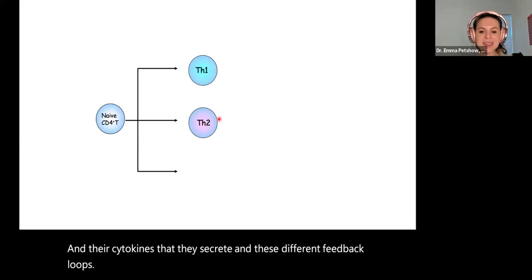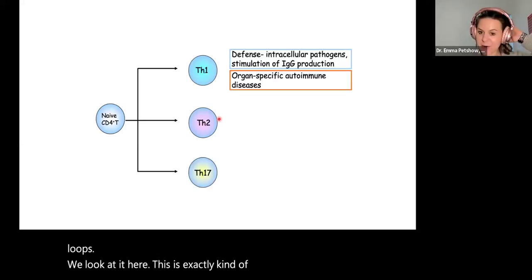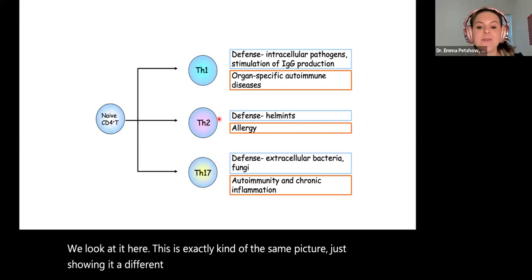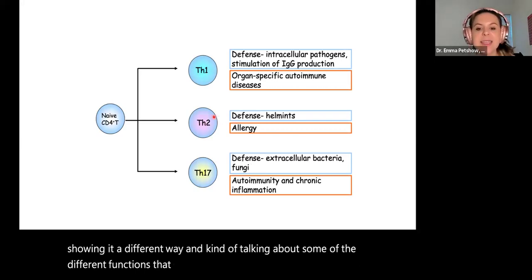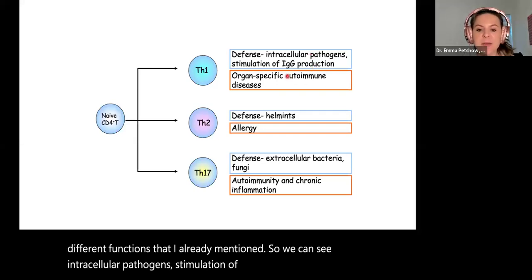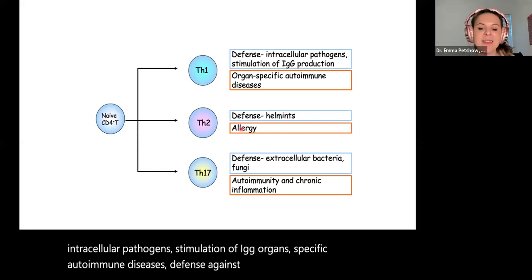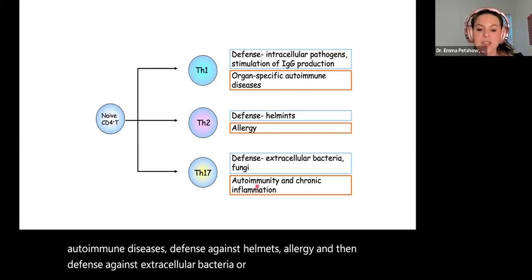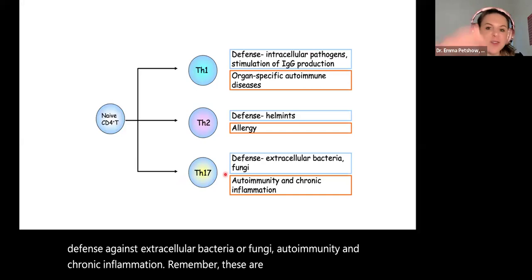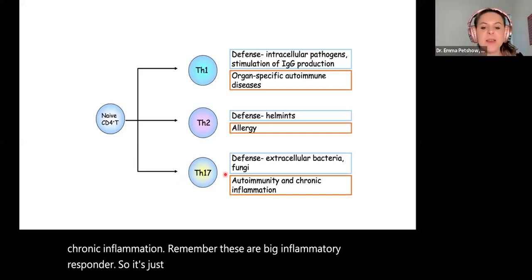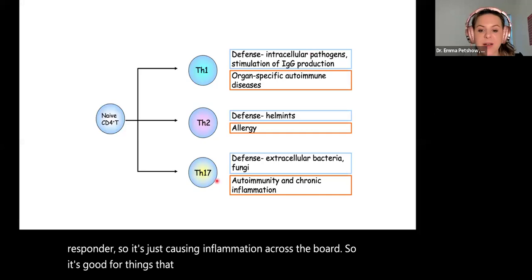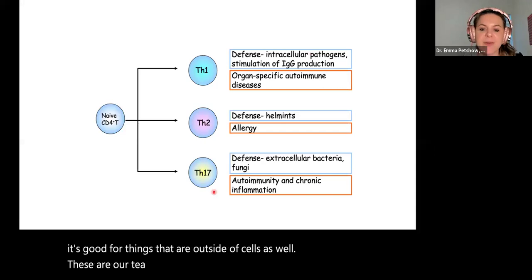Let's look at it here. This is exactly the same picture, just showing it in a different way and talking about some of the different functions that I already mentioned. So we can see intracellular pathogens, stimulation of IgG, organ-specific autoimmune diseases, defense against helminths, allergy, and then defense against extracellular bacteria or fungi, autoimmunity, and chronic inflammation. Remember, this is our big inflammatory responder. So it's just causing inflammation across the board. So it's good for things that are outside of cells as well. So these are our T helper cell differentiation pathways.